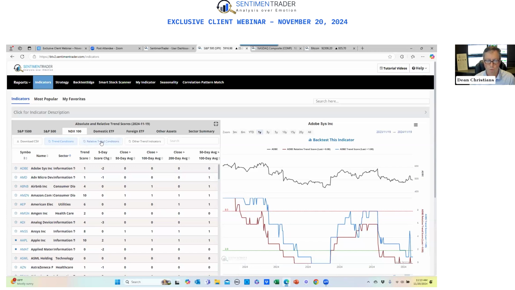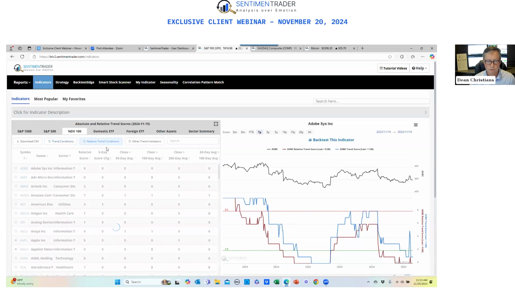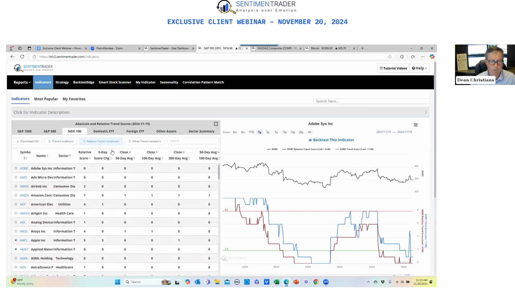We can also do the same thing. We have a subfolder for the relative trend conditions. So if we click on those, the same thing here. Is the relative ratio above or below its 50-day average? If it's above its 50-day average, it gets a score of 1. If it's below the 50-day average, it gets a score of 0. And then again, we compile those scores up into a composite ranging from 0 weakest to 10 strongest.